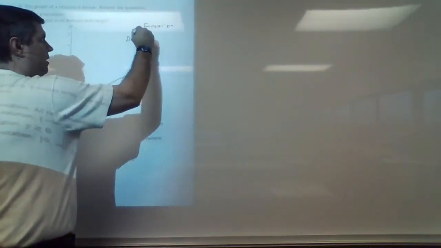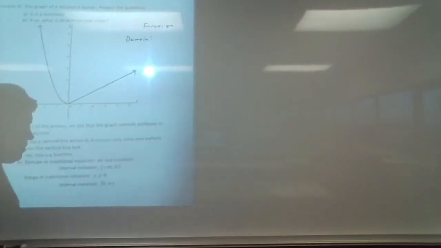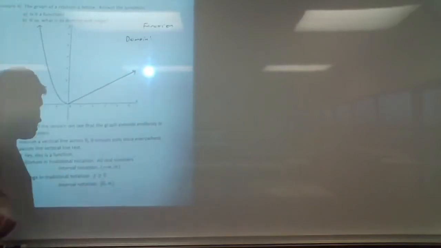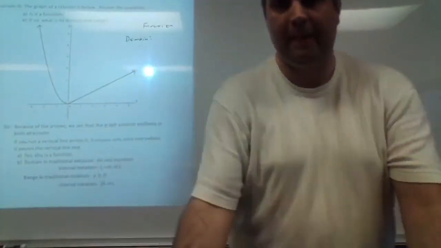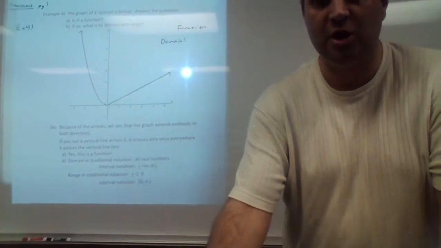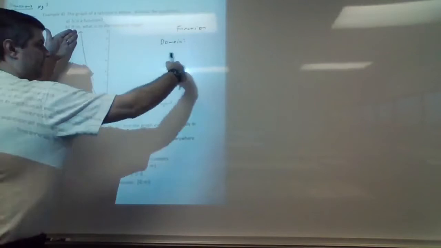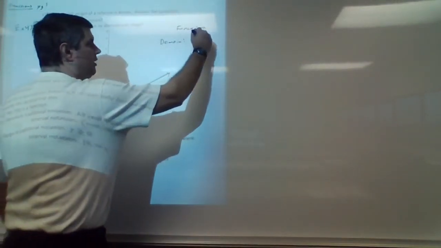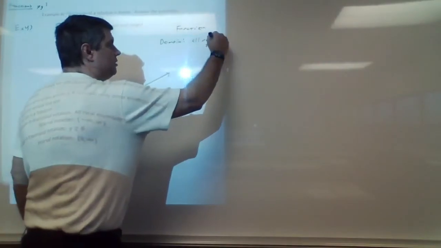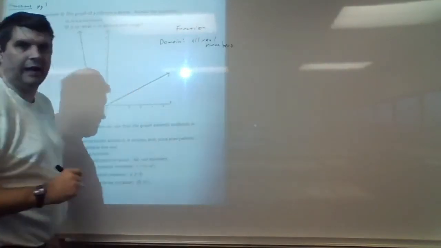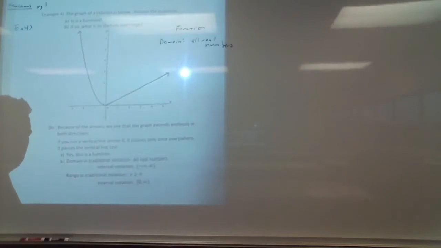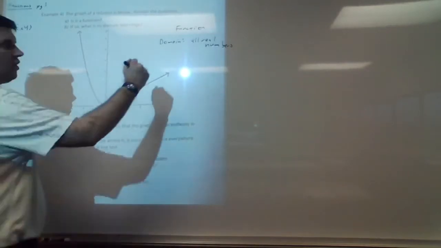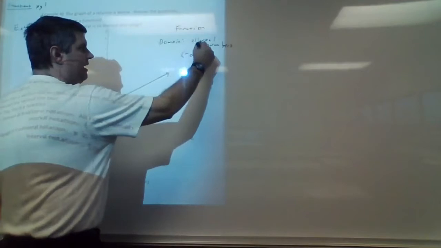Now the domain. These arrows indicate that it will go on forever in both directions. So as a consequence, the domain goes forever that way, it goes forever this way. So the domain is all real numbers. In interval notation, that's described as negative infinity to infinity.